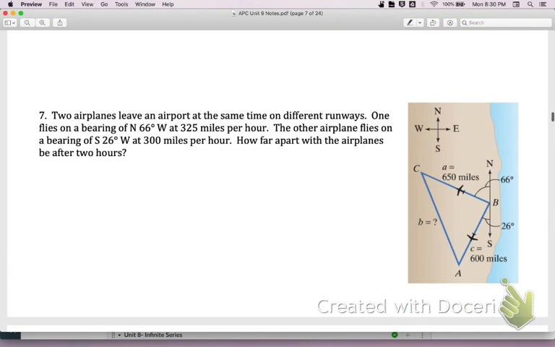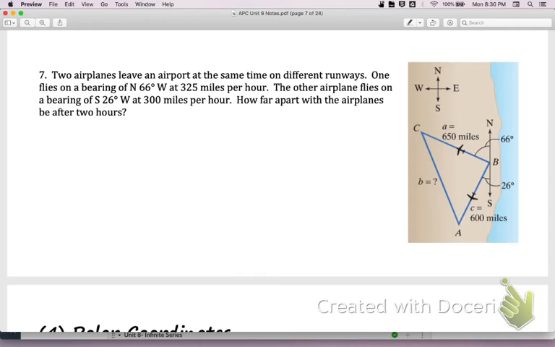So this one says 2 airplanes leave an airport at the same time on different runways. One flies a bearing of north 66 degrees west at 320 miles per hour. The other airplane flies on a bearing of south 26 degrees west at 300 miles per hour. How far apart will the airplanes be after 2 hours?